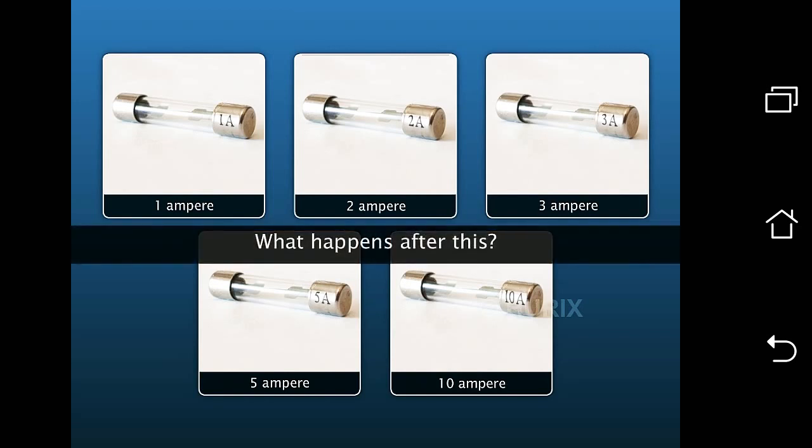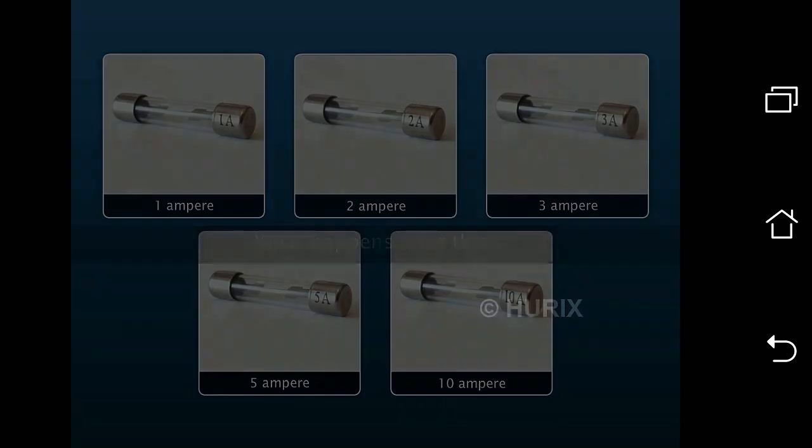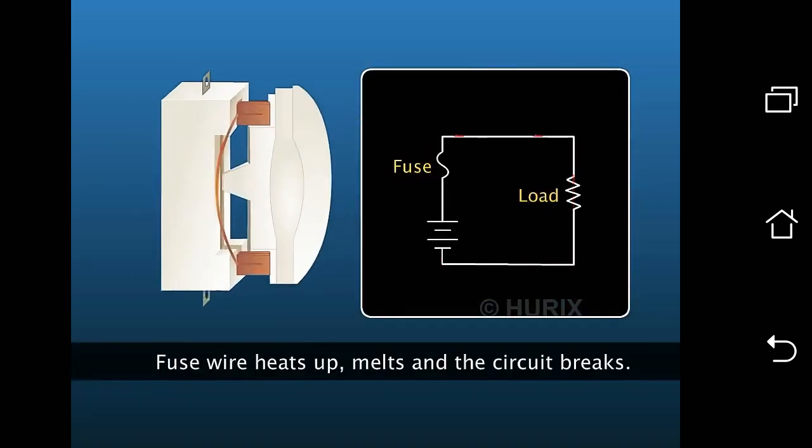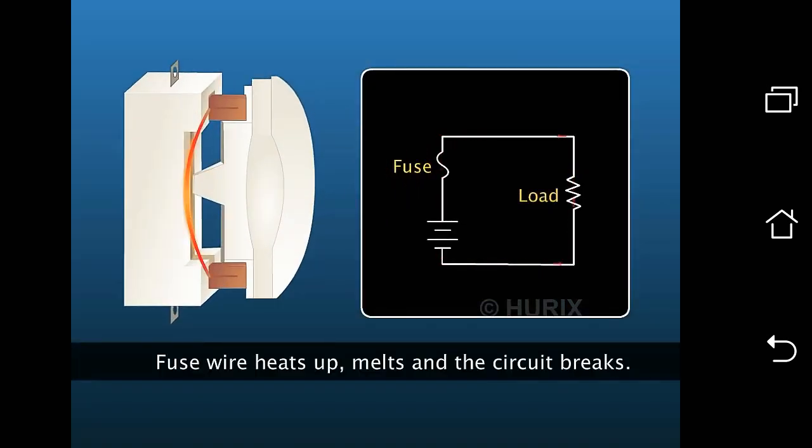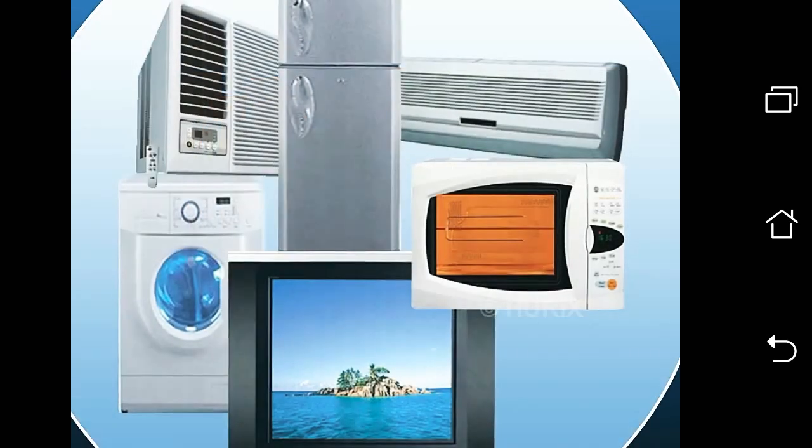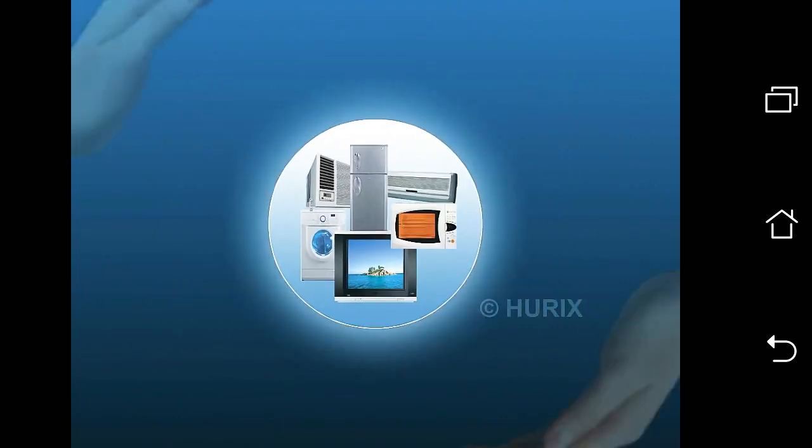What happens after this? The fuse wire gets overheated, melts, and the circuit is broken. This prevents fire and the appliance is protected.